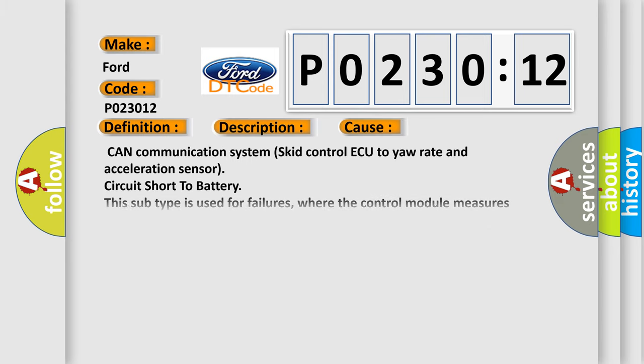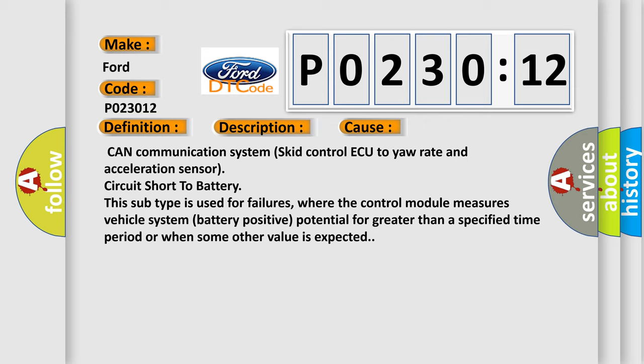This diagnostic error occurs most often in these cases: CAN communication system, skid control ECU to yaw rate and acceleration sensor circuit short to battery. This subtype is used for failures where the control module measures vehicle system battery positive potential for greater than a specified time period or when some other value is expected.